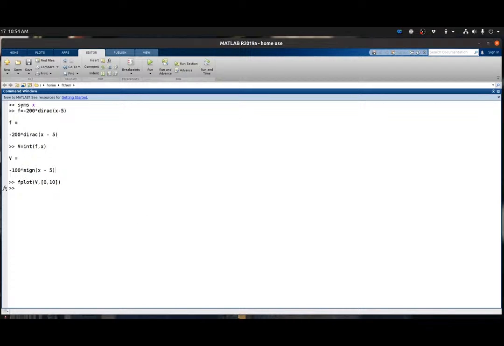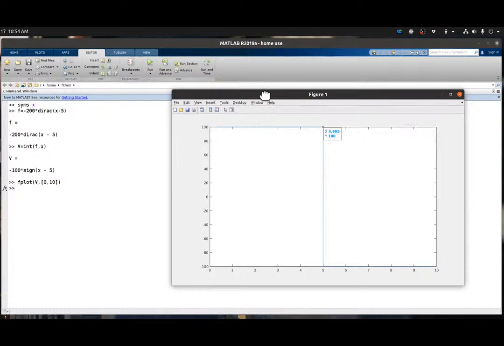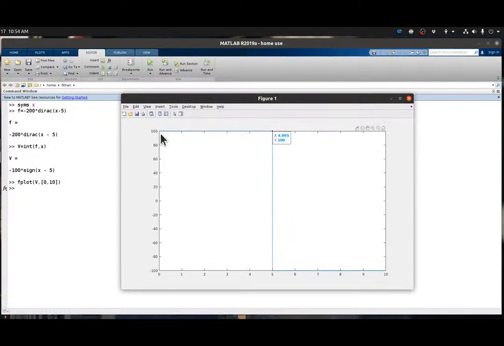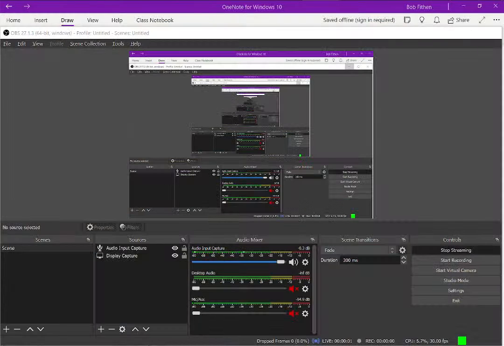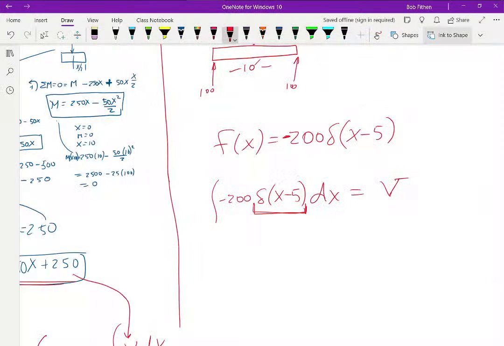So let me bring this up and head back to the other portion, or the other screen. I'll release this one. Okay. So now I'm back on the Windows machine.